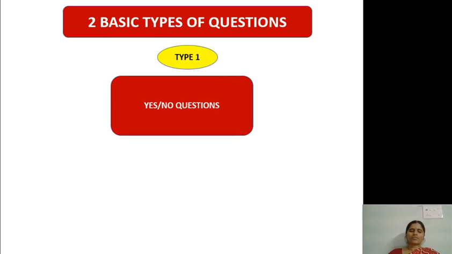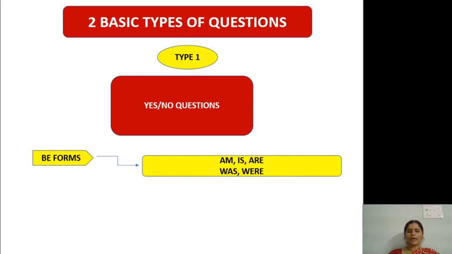So the first type of questions are yes or no questions, and to frame these, as I said, we'll be using be forms, do forms, have forms, and modal verbs. Let us take the first form, that is be form. What are the words that come under be forms? See here: am, is, are, was, were. These words come under be forms. Am, is, are are used in present tense; was, were are used in past tense.